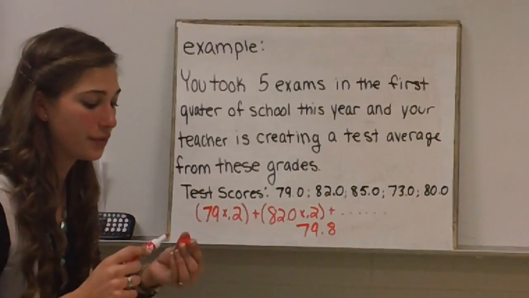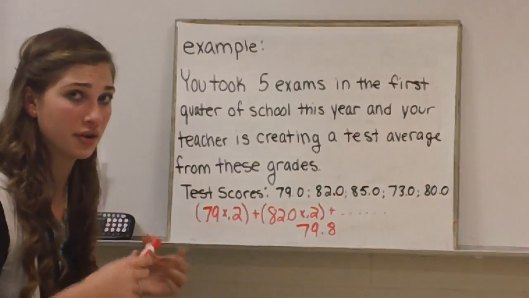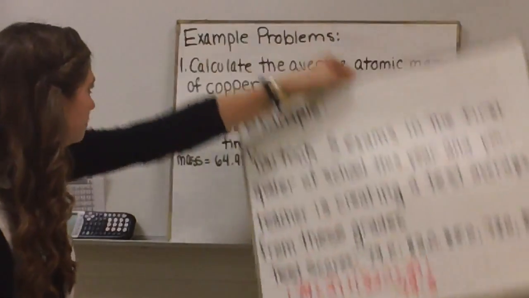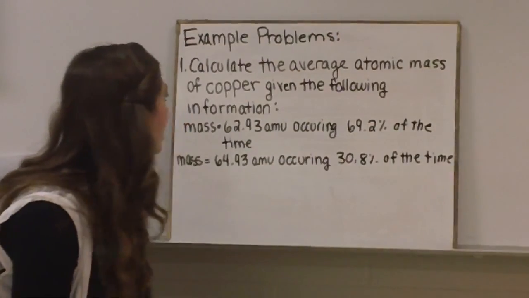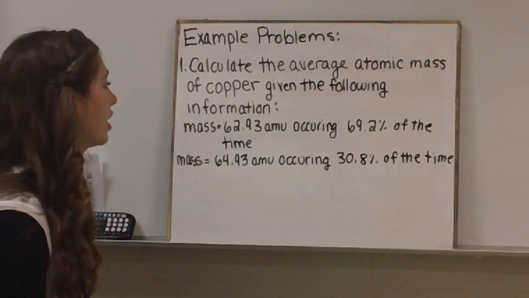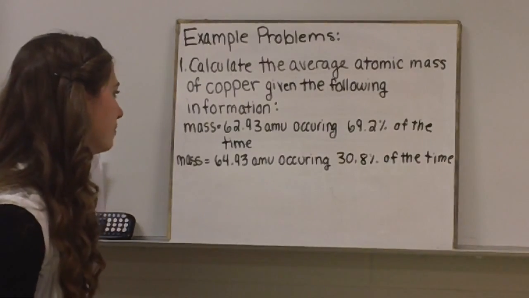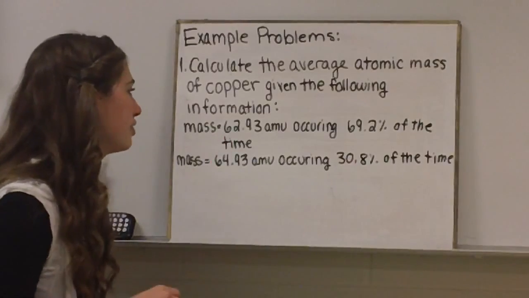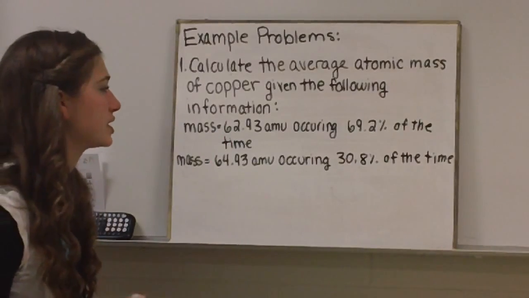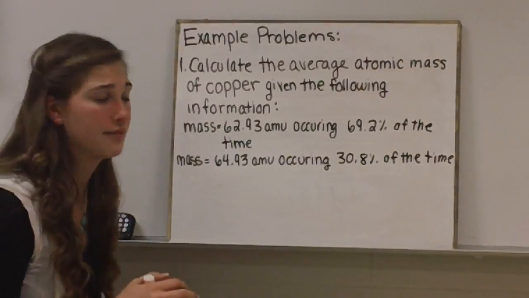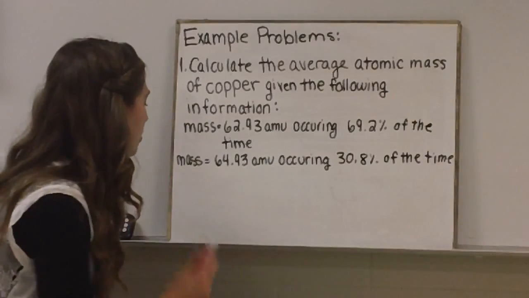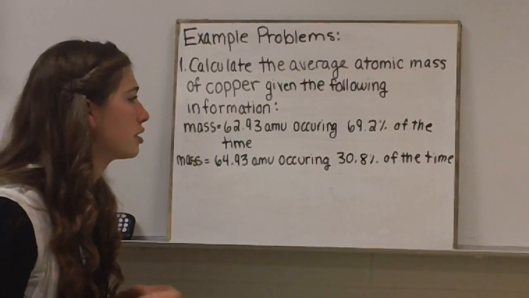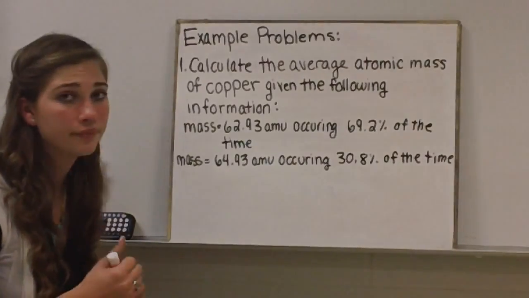So this is just an example using numbers and something that you're familiar with. Let's go into a chemistry example. Calculate the average atomic mass of copper given the following information. Your first isotope has a mass of 62.93 AMU, and that's occurring 69.2% of the time. Our second isotope has a mass of 64.93 AMU, occurring 30.8% of the time.